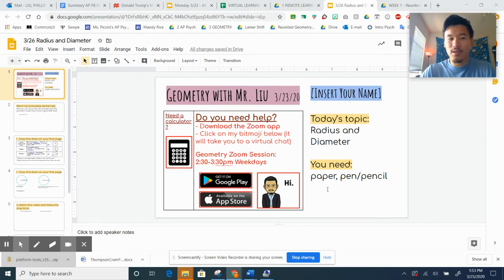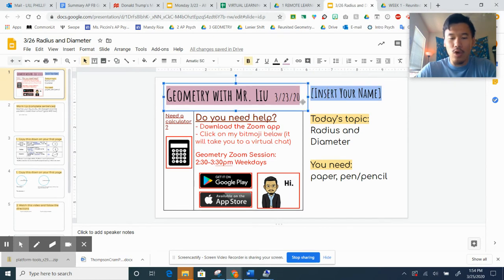Second assignment of the week. Today we're going to be talking about radius, diameter. I know a lot of this is pretty easy for y'all, but I also want to use this as an opportunity for us to just practice doing some things on the computer, right?